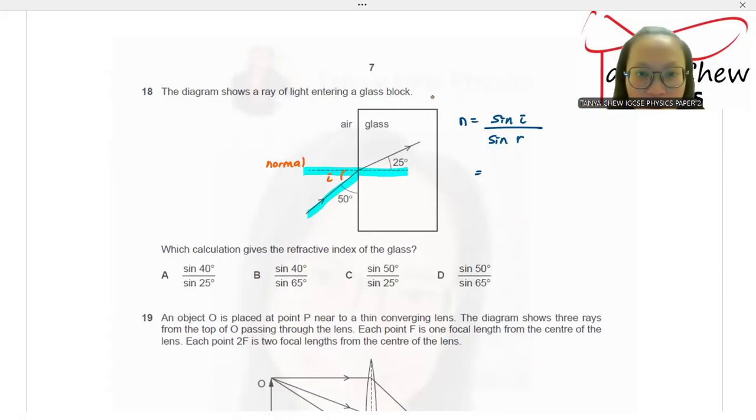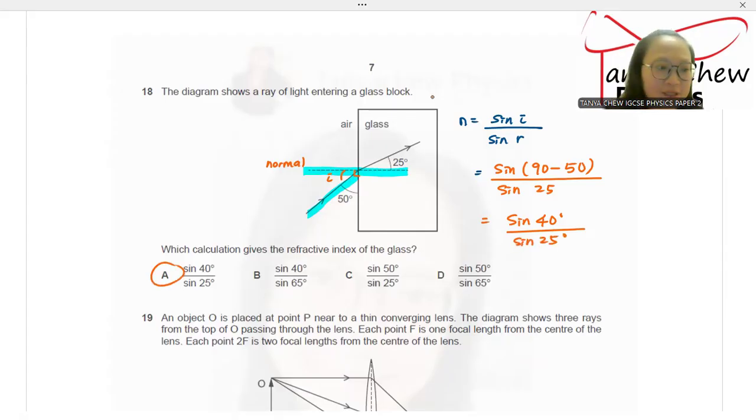So the incident angle would be sine of 90 minus 50, divided by the refracted angle. Okay, this is the normal, this is the refracted ray, so sine 25. Therefore, it is sine 40 degrees divided by sine 25 degrees. A is the answer.